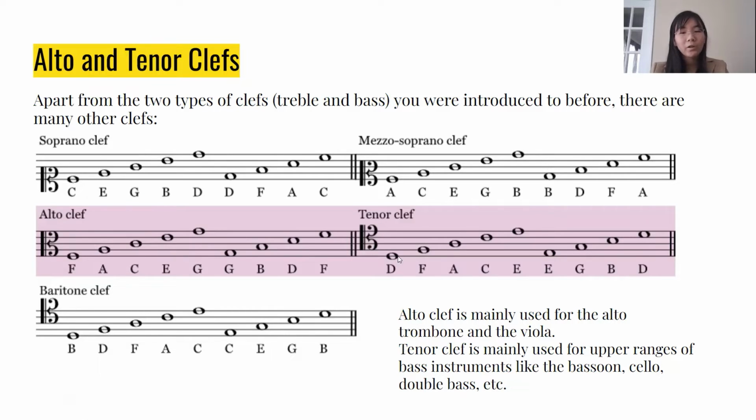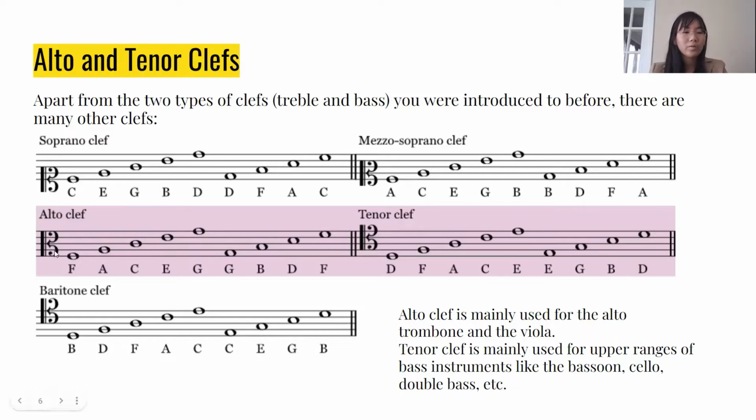And alto clef is mainly used for the alto trombone and the viola, usually the lower part of the viola. And tenor clef is used mostly for the upper ranges of bass instruments like the bassoon, the cello, the double bass, also known as the bass.